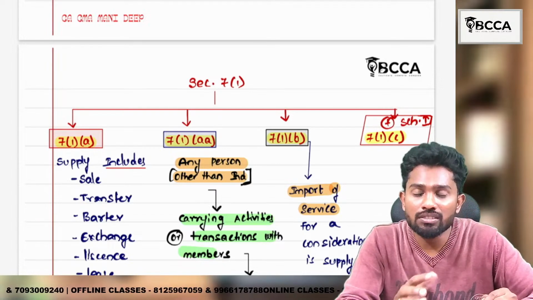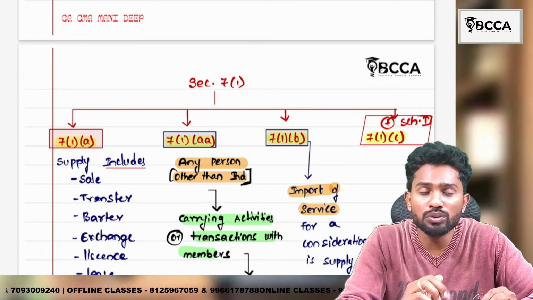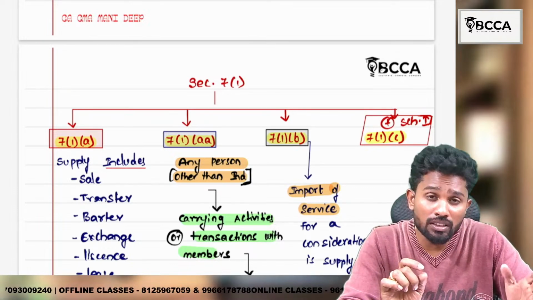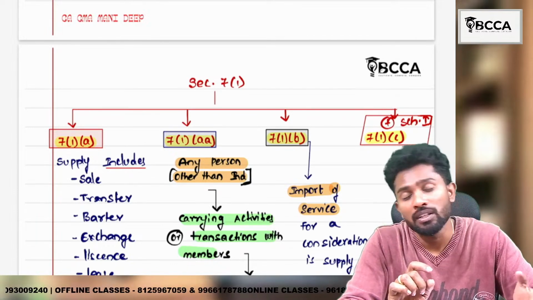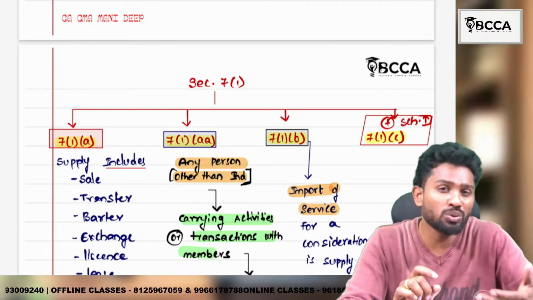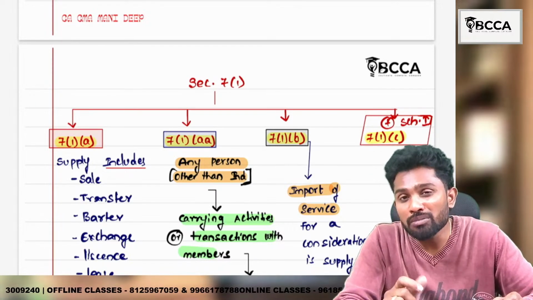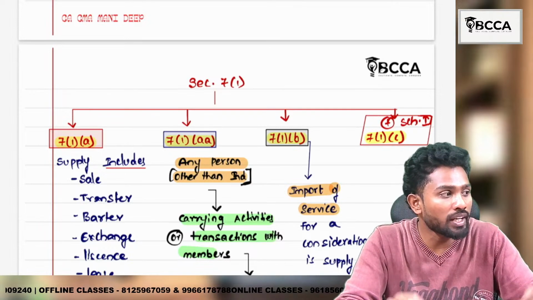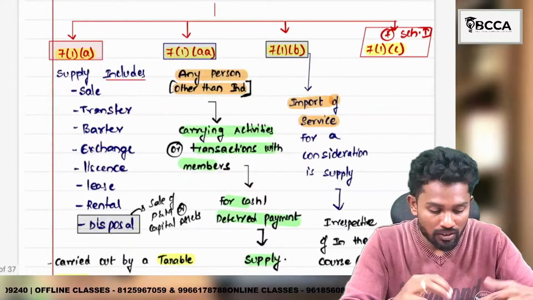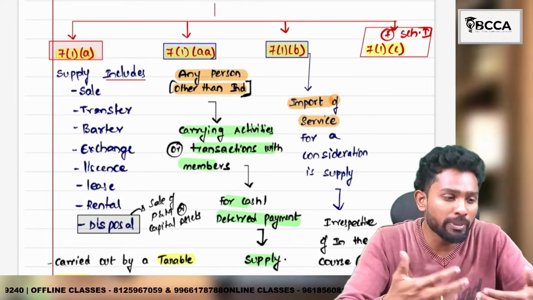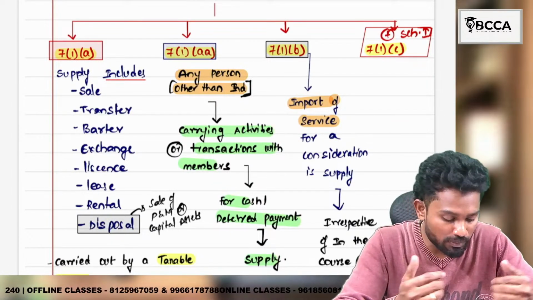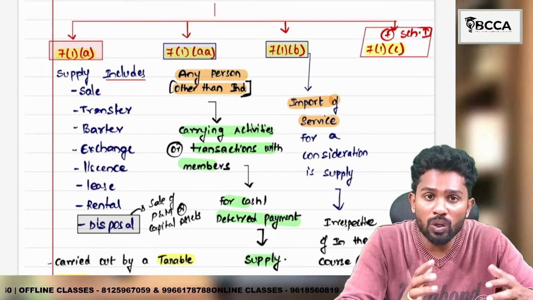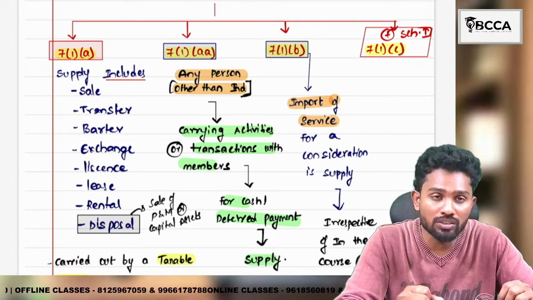Then at last we'll move to 7 subsection 2. If any transaction has already passed 7 subsection 1, as per that it is supply, maybe as per 7 subsection 1a it is either good or service, but ultimately if such transaction is covered under 7 subsection 2 negative list, then it is not a supply, right? So then we'll be revising in detail once again under 7 subsection 1. Under 7 subsection 1, there is clause A, clause AA, clause B and clause C.